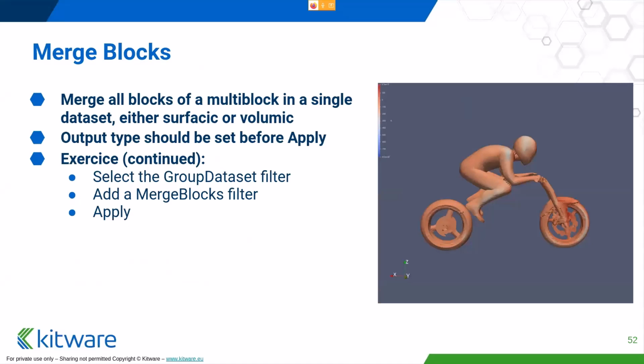And then you can also merge blocks, because group datasets creates a multi-block, but merge blocks will take a multi-block data set and put it into an unstructured grid or a single data set. So you will lose all the block information, but you will have a data set that contains everything.